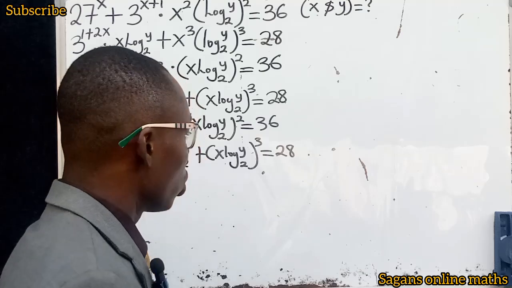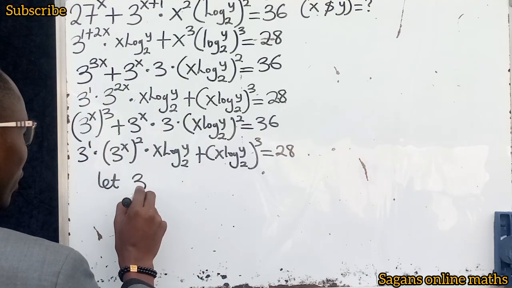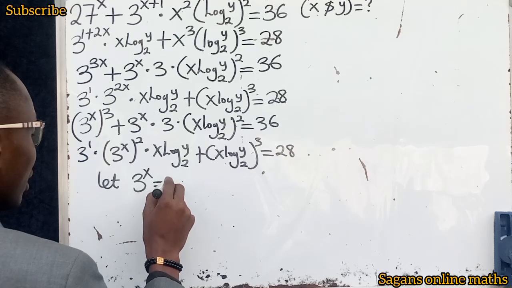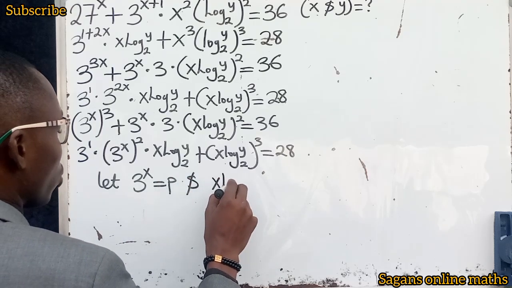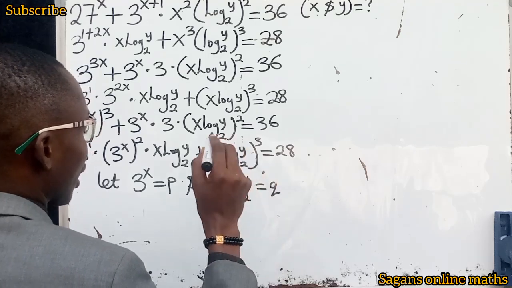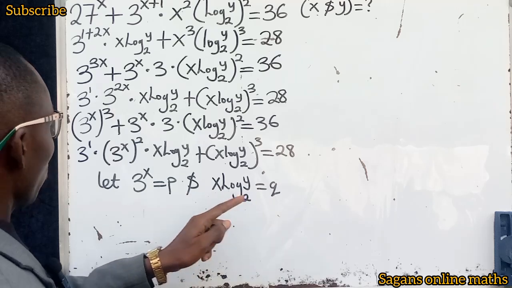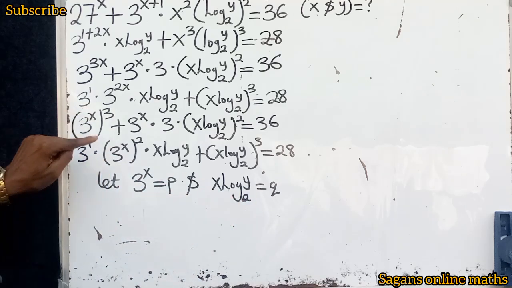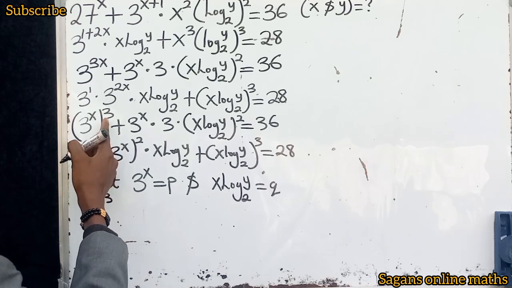Something is common here. So what is common? Consider let 3 to the power of x, which is common, equal P, and let x log y base 2 equal Q, because they are common. Now in place of this, we're going to substitute P and Q. So look at 3 to the power of x you are seeing here. You can put P, so that this is P to the power of 3, because the power here is 3.